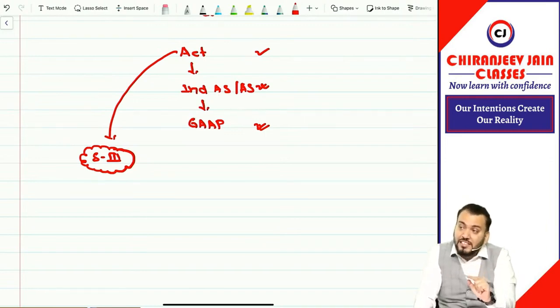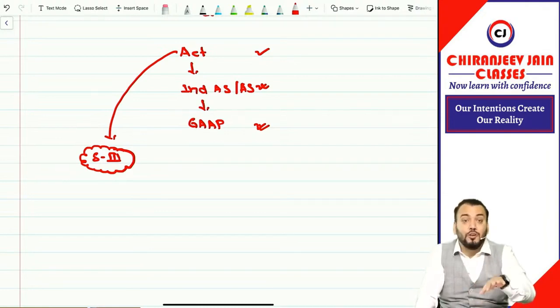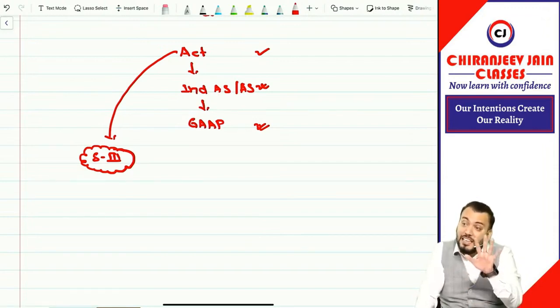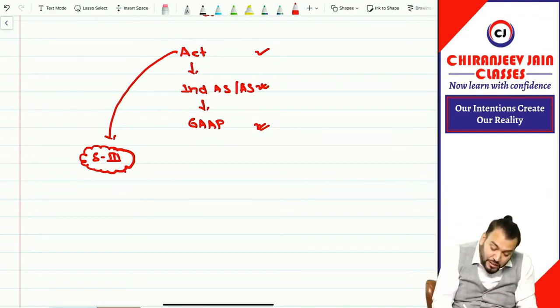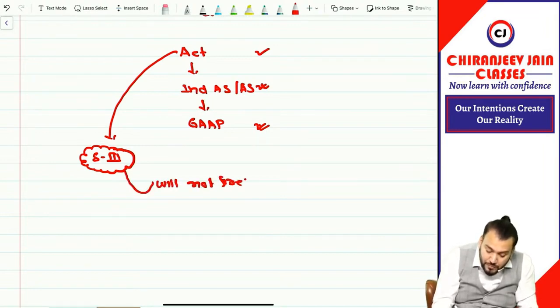Now the question arises, if there is some difference between Schedule 3 and the requirement of Ind AS, which will we follow, Ind AS or Schedule 3? So Schedule 3 has mentioned that if there are some differences between Schedule 3 and Ind AS, follow Ind AS. Means Schedule 3 will not prevail over this point. Have you understood?